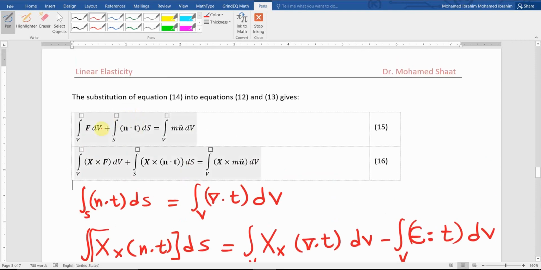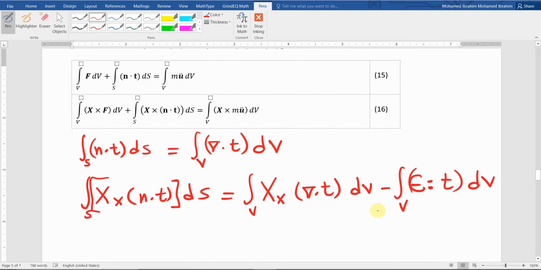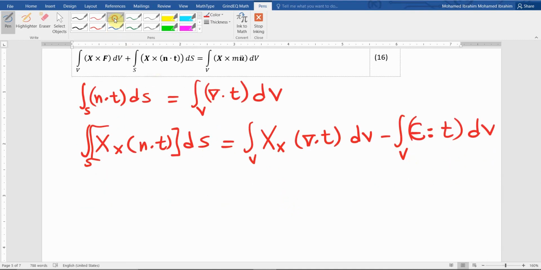So again, the first one will be converted according to the divergence theorem very simply, right? But the second one will be split into two terms. Why? Because as I mentioned, this is integration by parts. But I won't do it for you, and I won't ask you to do it because it has lots of things, and we would like to skip this for now. So it's gonna be split into these two terms. The first one will be x cross product with nabla dot t, just to get the divergence of t, dv, negative another integration over the volume of epsilon double dot t, right? So again, what is this epsilon?